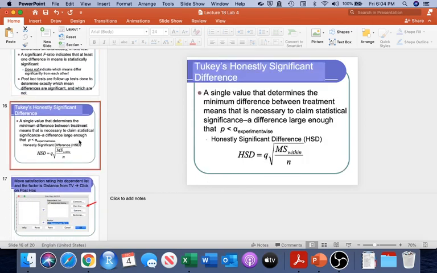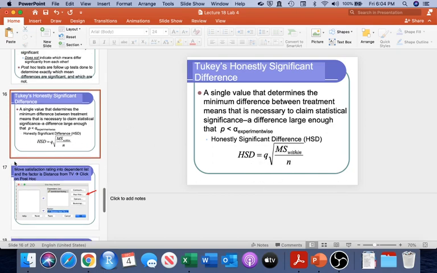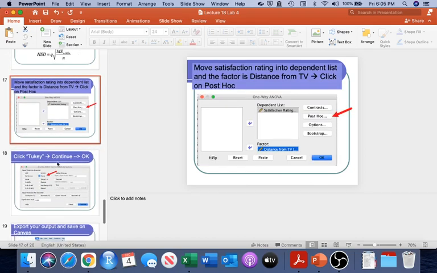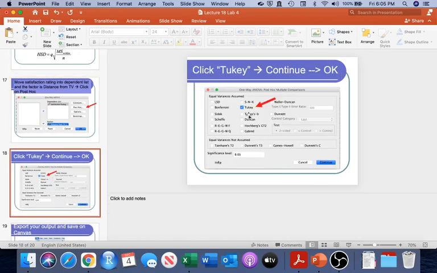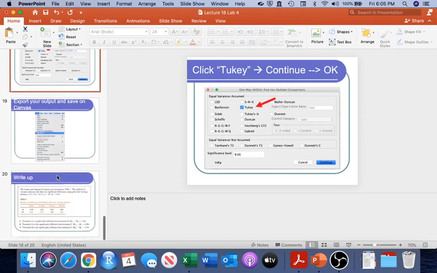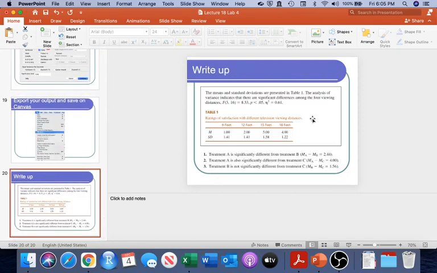This is Tukey's HSD, Tukey's post hoc test. This is how you calculate it, which I don't expect you all to memorize. So yeah, I'm showing all the steps. Okay, and this is the write-up.